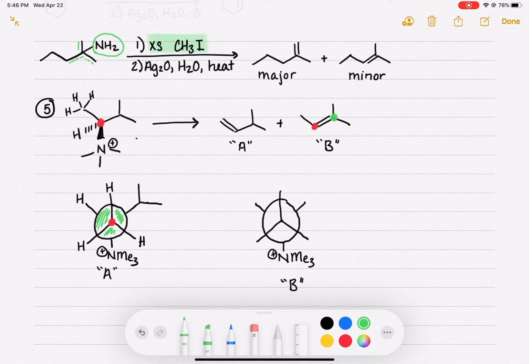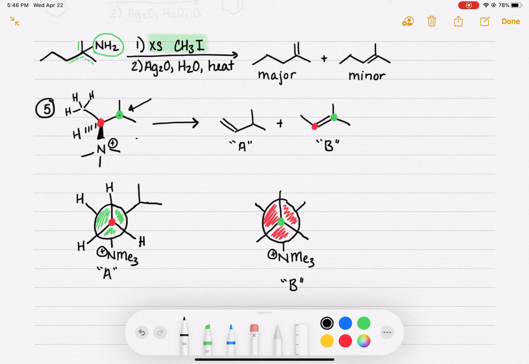And then I am going to make this one the green carbon. The nitrogen is on the red carbon. So now the nitrogen in our Newman projection is on the red carbon, and this guy is our green carbon. So we're sighting from a different angle this time when we're looking at our molecule.